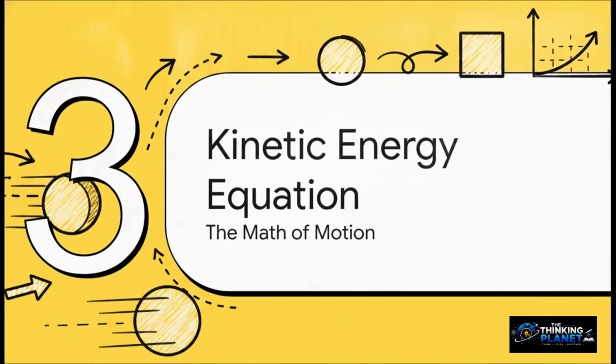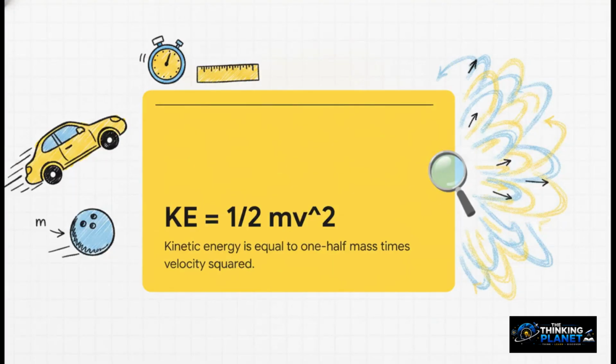All right, Section 3, the kinetic energy equation. This is it. This is the core formula you absolutely need to commit to memory. Kinetic energy is equal to 1/2 of the object's mass multiplied by the square of its velocity. Basically, mass times velocity squared, cut right in half.